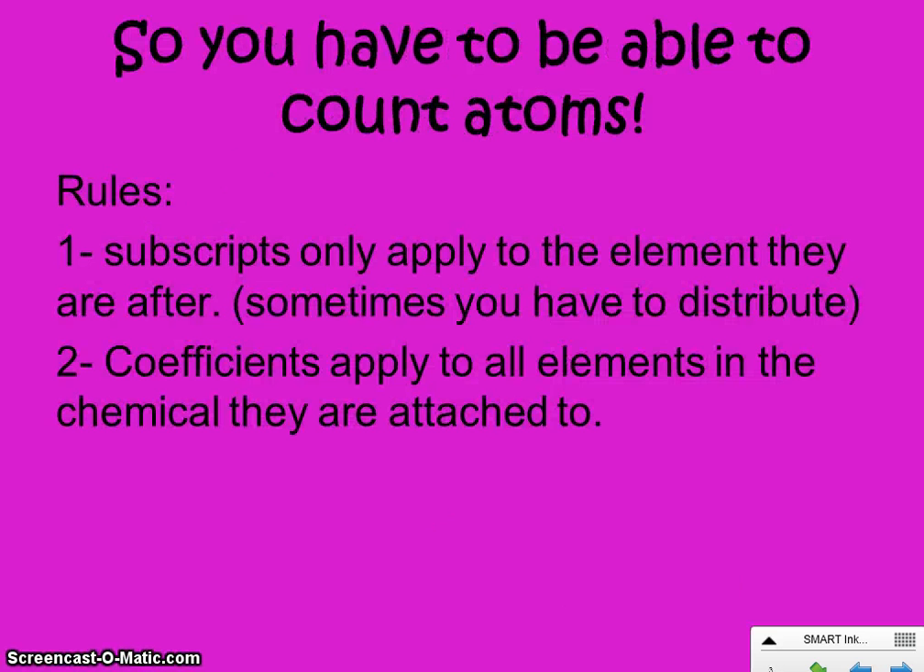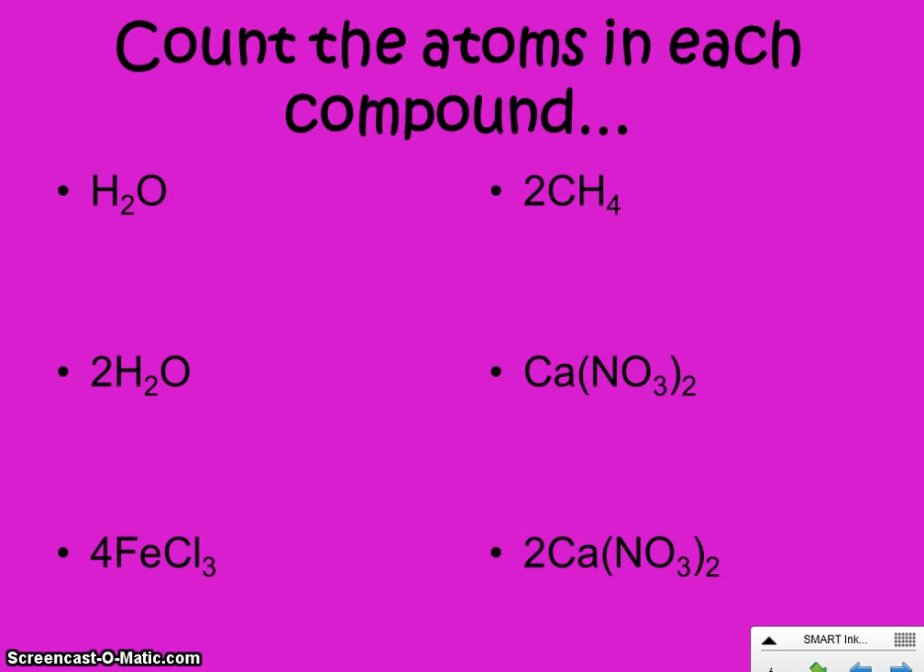Okay? So, in order to make sure that we don't get any extras or lose any, we actually have to be able to count atoms, okay? The rules for counting atoms: subscripts, which are those little numbers down to the right of our elements, apply only to the element that they're after, okay? Coefficients apply to the entire chemical that they're attached to, and I'll show you what I mean by that. Okay, so we're going to look at a couple of examples here.